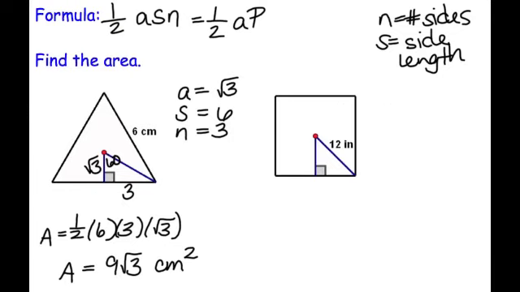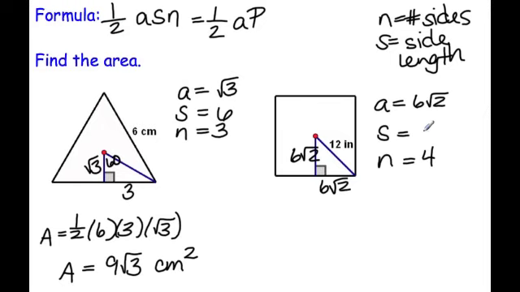Okay, now for the square. Remember, every time label your A, S, and N. We know that a square has 4 sides, so N is going to be 4. And we know that a square has 90-degree angles. So when we make these triangles inside, we have 45, 45, 90 right triangles. So that means the apothem and half the side length are both 6 radical 2. So the whole side length is going to be 12 radical 2.